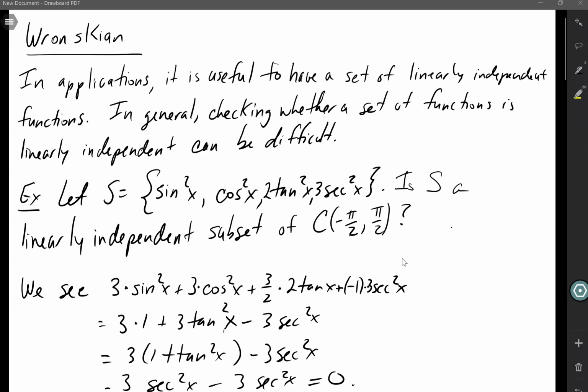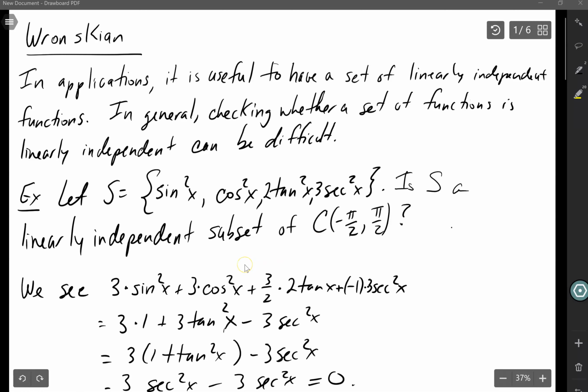So let's do an example here. Let S be the set of the functions sine squared x, cosine squared x, 2 tangent squared x, and 3 secant squared x. We're asking whether or not this is a linearly independent subset of the set of continuous functions on the interval from minus pi over 2 to pi over 2. Remember that notation: the C just stands for continuous functions, and this is the interval on which it's continuous. If we have superscripted numbers here, that tells us the idea of being able to differentiate a certain number of times, and the derivatives are still continuous.